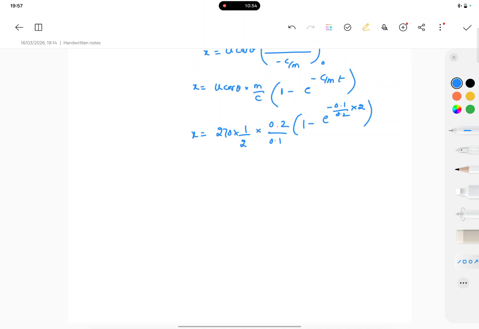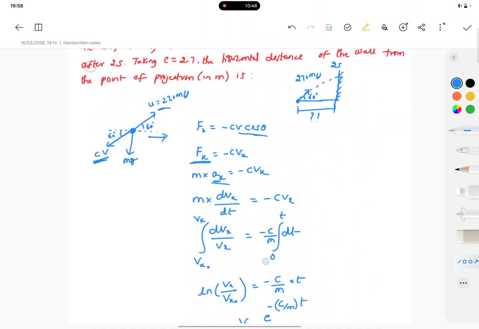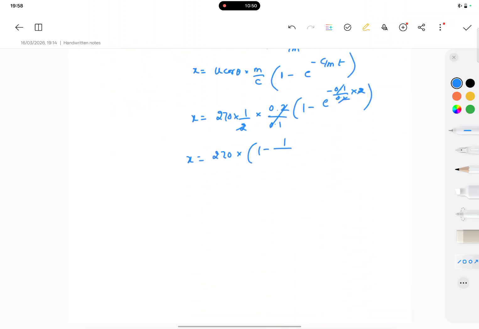Just substitute, just cancel them. The 2 cancels, the same as this one also cancels, and you will get 270 into 1 minus 1 by e. What value do we take for e? 2.7. If they do not give it, you have to take 2.7. They have given it, and 270 into 1.7 by 2.7. Here you will get 170 meters. Likewise, you have to get the solution.